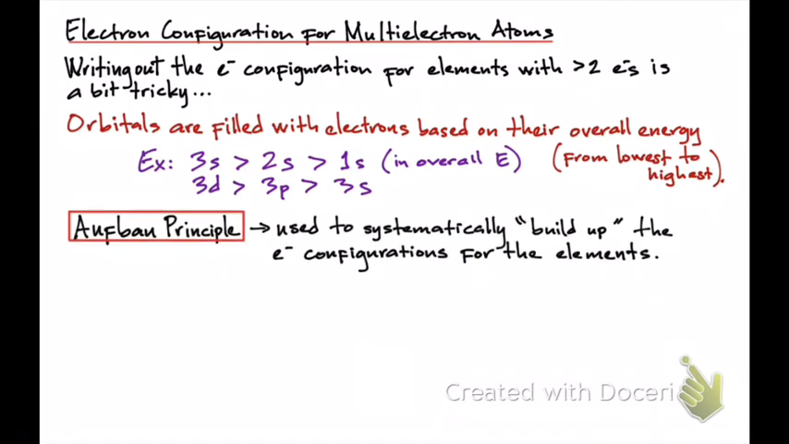And whenever we're writing the electron configuration for the elements, we use this principle called the Aufbau principle, which is basically the German word for building up. So the Aufbau principle is used systematically to build up the electron configurations for the elements. And so if you're not completely familiar with writing out the electron configurations, it's a good idea to follow this, because this is the most basic way to write the electron configuration for any elements in the periodic table.